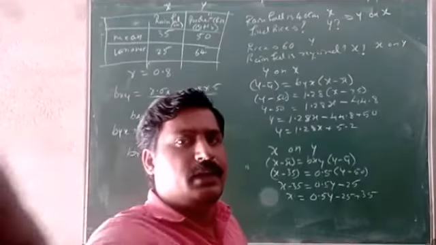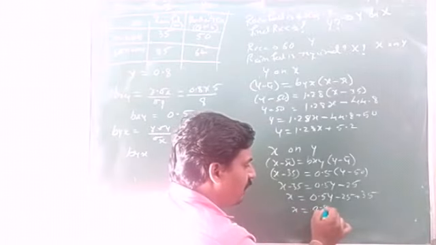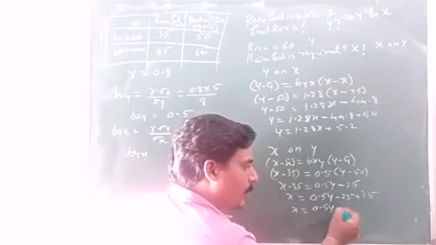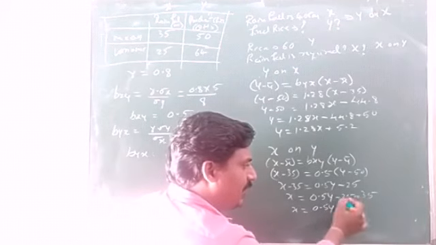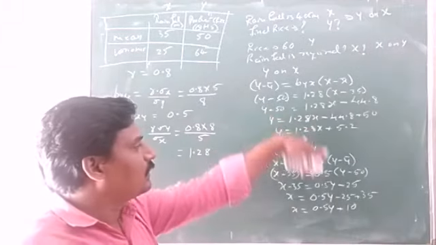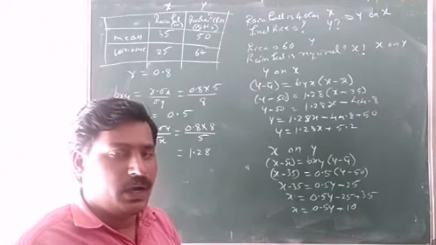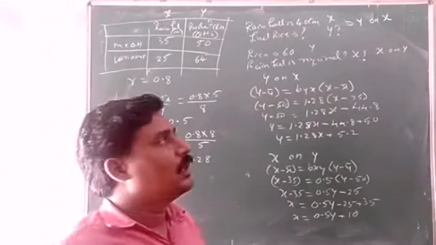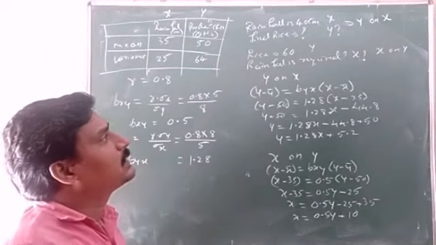So here x is equal to 0.5y plus, 35 minus 25 is 10. So the regression equation x on y is x equals 0.5y plus 10. Now find the values of x and y.